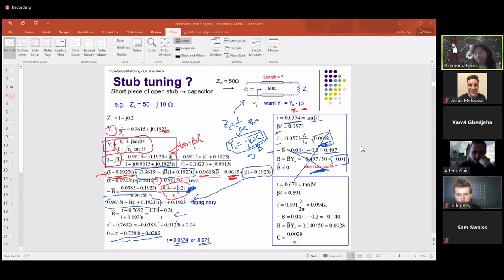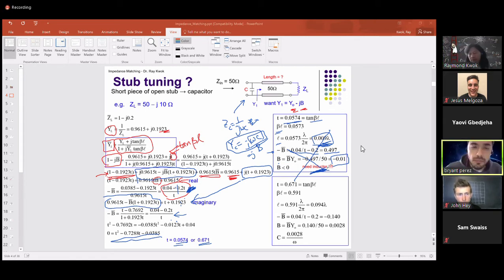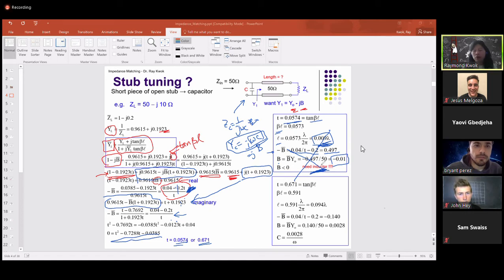Are you with me? Okay. So in this case, that means this is not the solution. Remember, mathematically, we have two solutions. Does that mean both solutions are physically realizable with the circuits that we have? No, in this case, the first solution doesn't work.